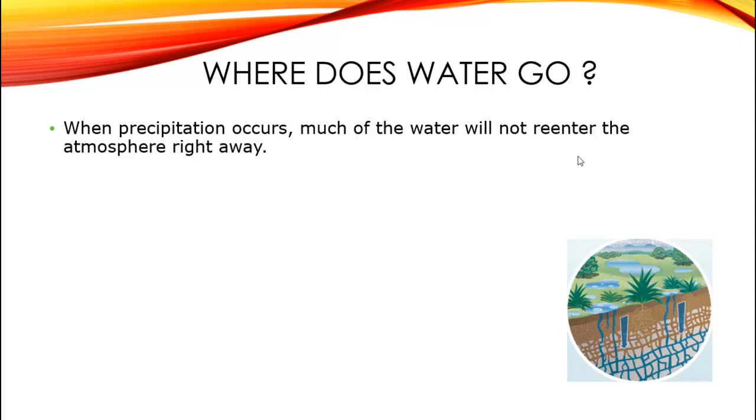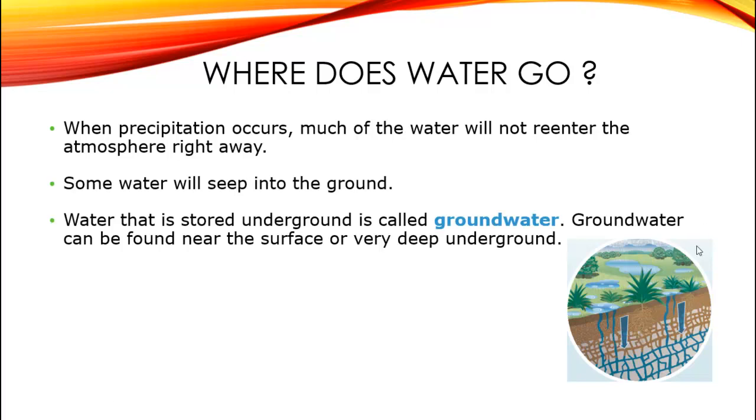When precipitation occurs, much of the water will not return to the atmosphere right away. Some water will seep into the ground, and water that is stored underground is called groundwater. So after the precipitation, some water goes underground, and this is called groundwater. The groundwater can be found near the surface or very deep underground.